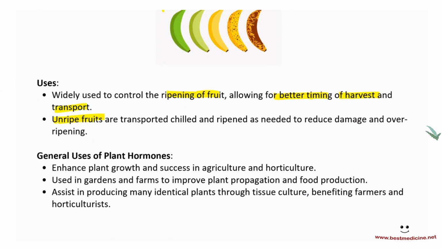General uses of plant hormones: enhance plant growth and success in agriculture and horticulture, used in gardens and farms to improve plant propagation and food production, and they also assist in producing many identical plants. Plant cloning through tissue culture benefits farmers and horticulturists.